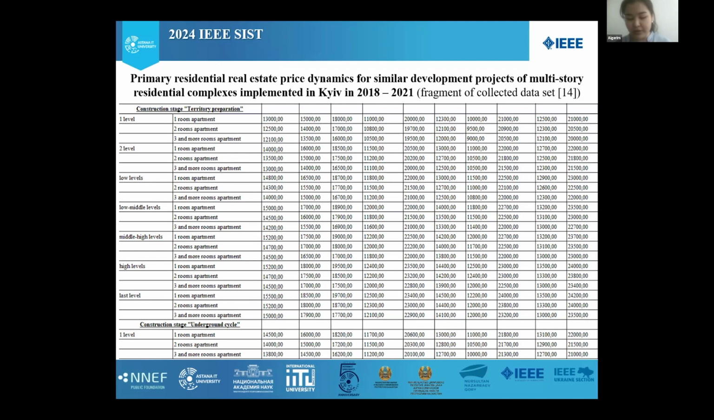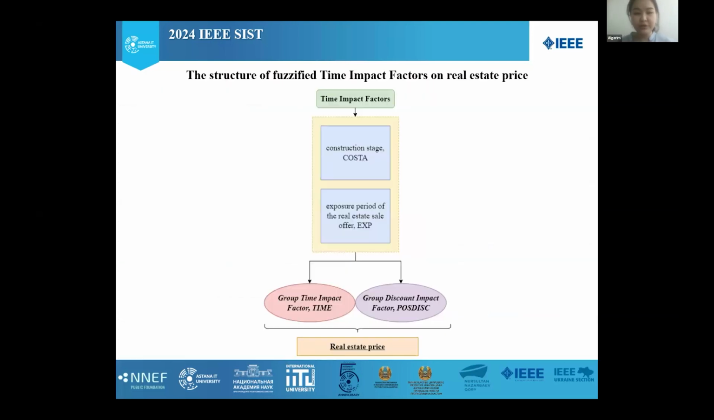The fragment of the collected data set with economic and statistical indicators determined on its basis is shown here. Based on the conducted dataset research, it is possible to separate, classify, and structure the fuzzy factors influencing the real estate price from the development company side. So the time impact factors deserve special attention, the structure of which is shown in this slide.